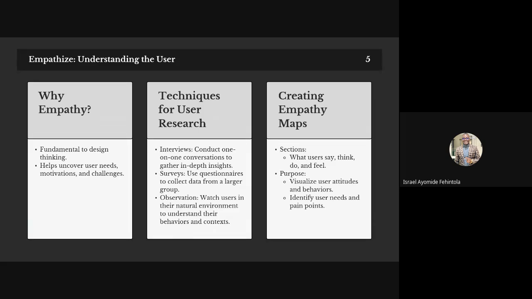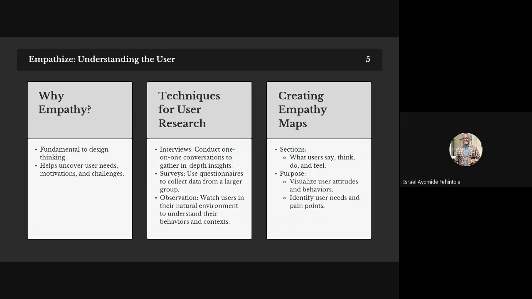Empathy isn't just about gathering surface level data. How many times do you eat in a day? What's your age? Which school did you go to? It's not about gathering surface level data. It's about gaining deep insight into their emotions, their motivations, and most importantly, their pain points.